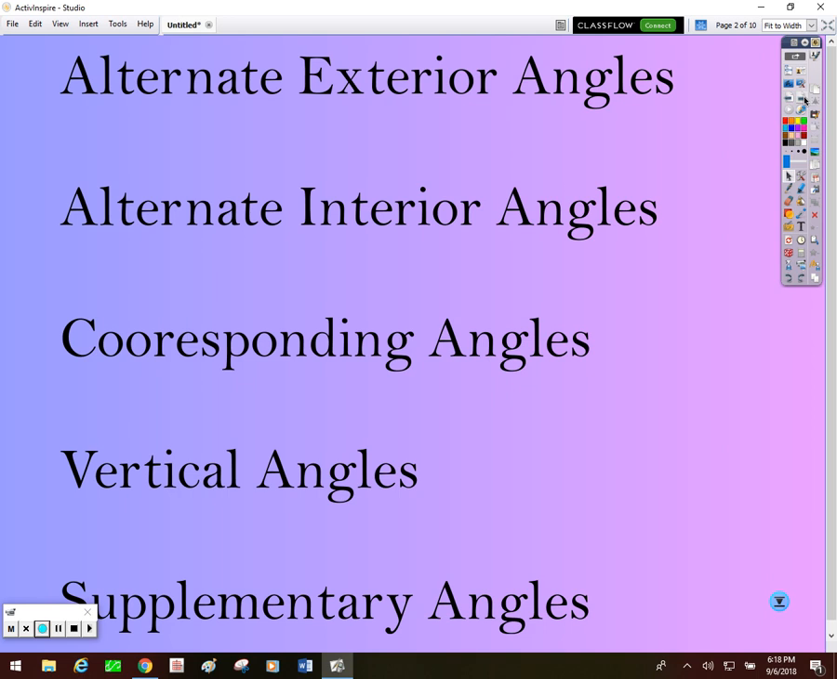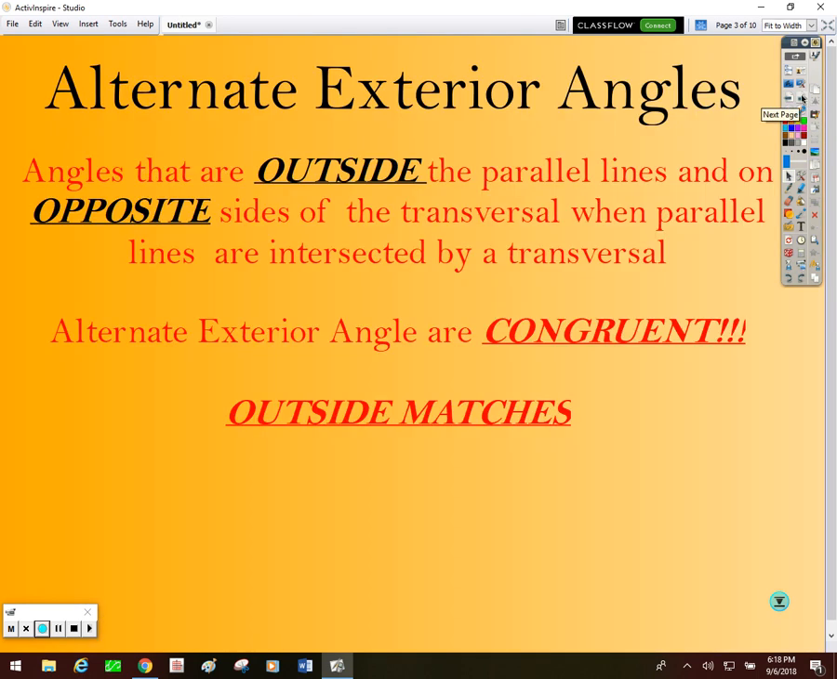So first off, let's look at the definition for alternate exterior angles. If you think about exterior, the exterior of your house is outside. So alternate exterior angles are angles on the outside of the parallel lines and on the opposite side of the transversal when the parallel lines are intersected by that transversal. Think about alternate going with the word opposite, exterior is outside. So opposite, outside. These angles are congruent.